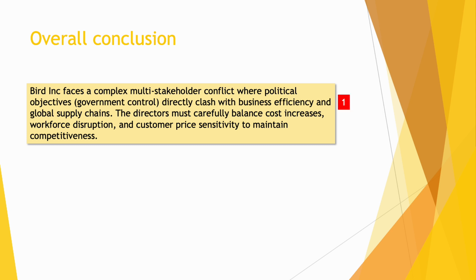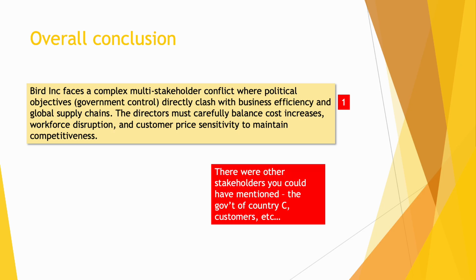Like I said, there were other stakeholders you could have mentioned, the government of country C, customers, people like that. So any others that you mentioned would have been absolutely fine as well, as long as you, again, were able to make some sensible suggestions for their level of power, level of interest, and what the impact on them might actually be. And that is our second requirement. That's our first B question.